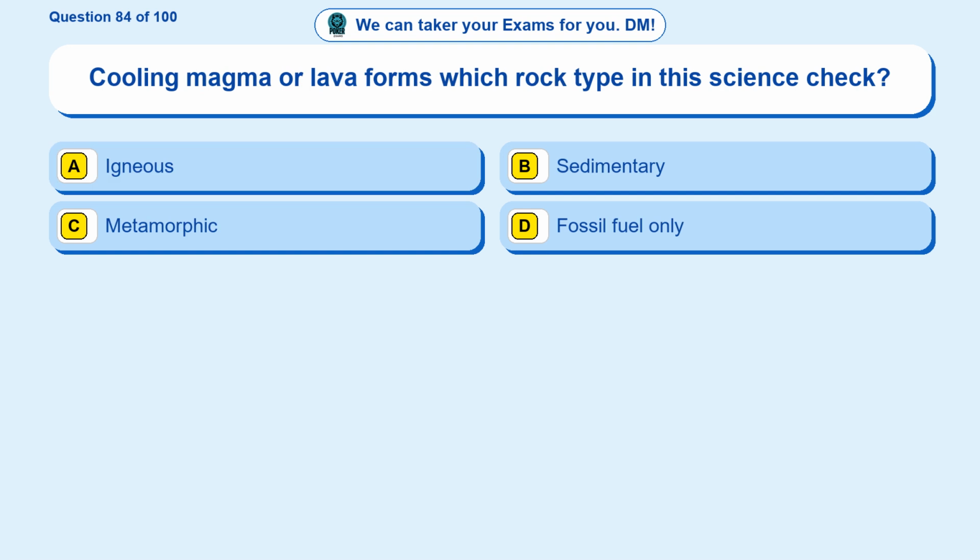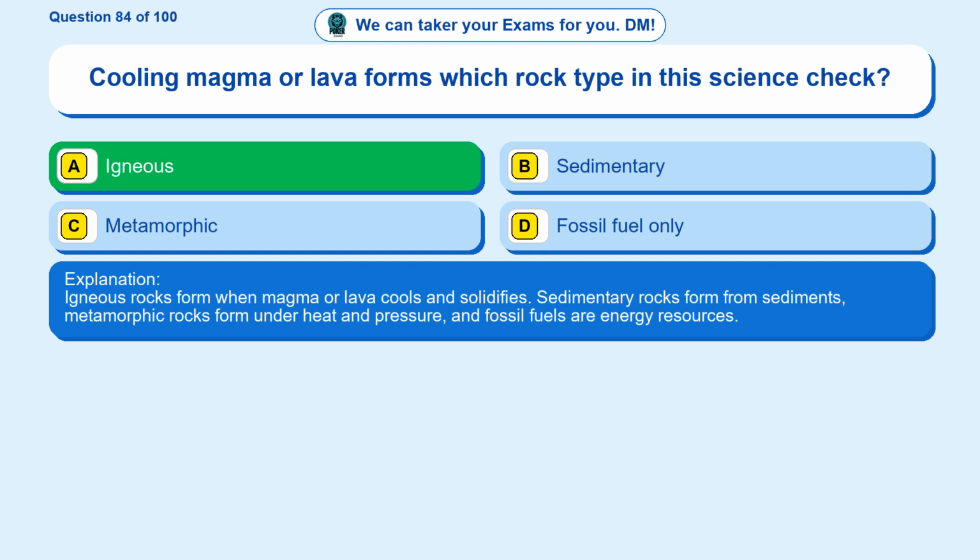Question 84. Cooling magma or lava forms which rock type in this science check? Option A, igneous. Option B, sedimentary. Option C, metamorphic. Option D, fossil fuel only. The correct answer is option A, igneous. Igneous rocks form when magma or lava cools and solidifies. Sedimentary rocks form from sediments, metamorphic rocks form under heat and pressure, and fossil fuels are energy resources.